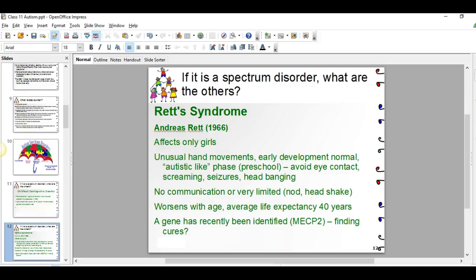And what happens with this syndrome is it worsens with age. So as the girls get older, the symptoms get more and more severe. On average, their life expectancy is 40 years old, and there has recently been a gene identified that might cause this syndrome, and so researchers are trying to find cures for that.